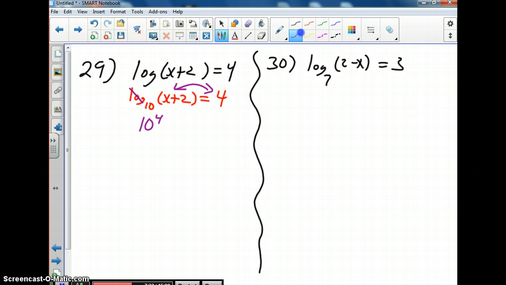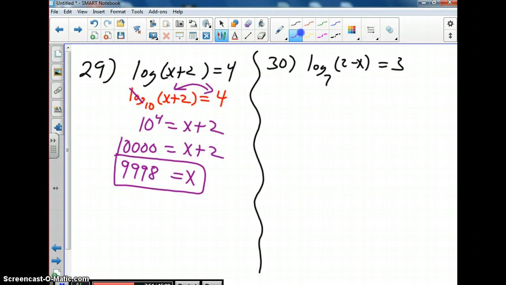10 to the 4th power equals x plus 2. Now, how much is 10 to the 4th power? 10,000 is correct. You can stick that in your calculator if you don't know, right? That equals x plus 2. So now what do you do? You subtract 2, and you get x is equal to how much? 9,998, is that right? There you go. You get it.